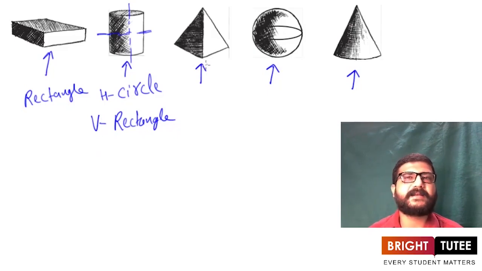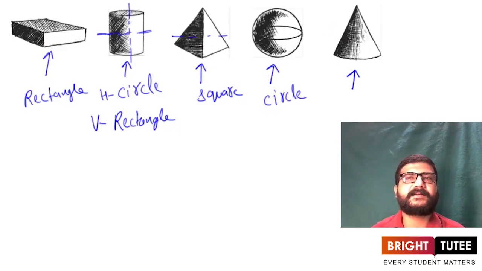Now similarly, let's see the next one. Here is a pyramid. If we cut it like this horizontally, what are we going to get? We are going to get a square. As we can see, the base of the pyramid is a square, so we will get a square only. Now the next one, if we cut any bowl, what are we going to get? We are going to get a circle.